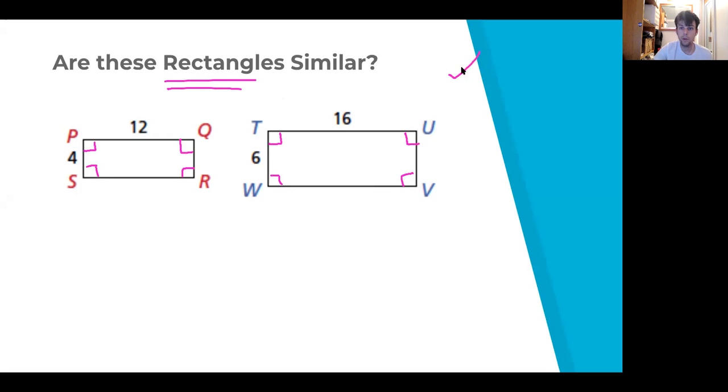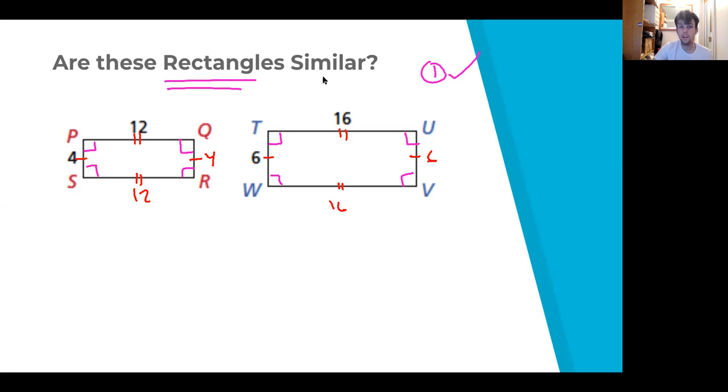So part 1, check. Part 2, a little less clear, but again, we are dealing with rectangles here, so opposite sides are congruent. So if this is 4, this is 4. This is 12, this is 12. If this is 6, this is 6. If this is 16, this is 16.